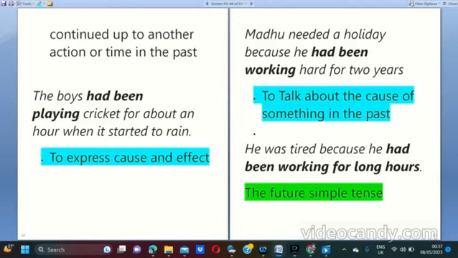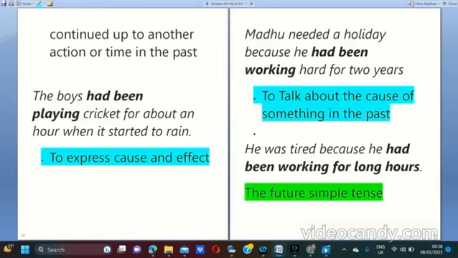Next, to express cause and effect. Madhu needed a holiday because he had been working hard for 2 years. Here, cause and effect: needed a holiday is the effect, had been working is the cause. To express a cause we use past perfect continuous tense. To tell the effect we use simple past. We use past perfect continuous tense to talk about the cause, and Madhu needed a holiday is the effect.